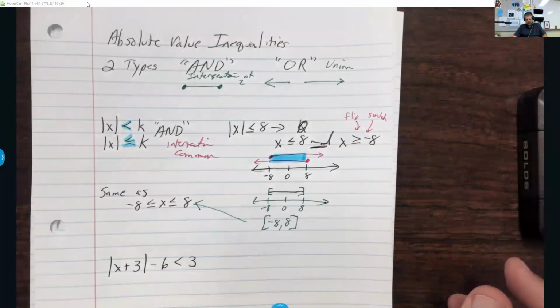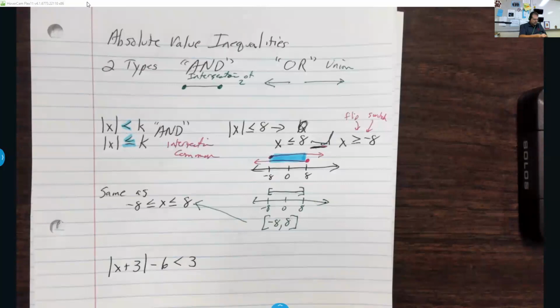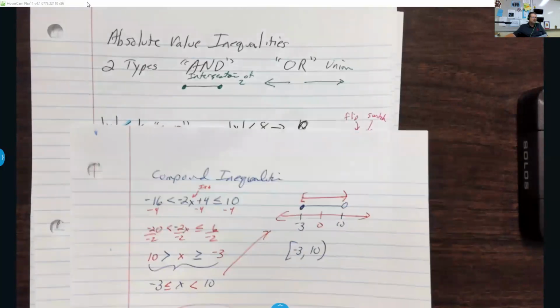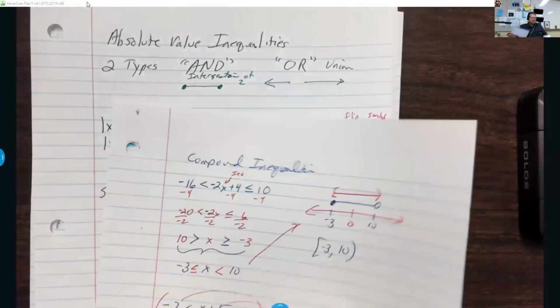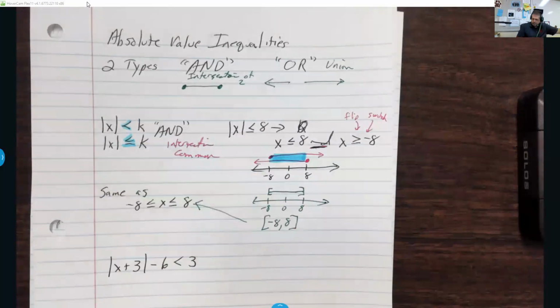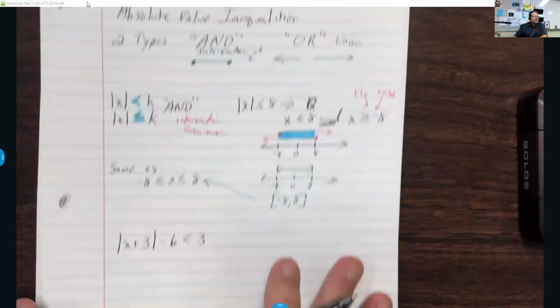Which is that compound three-part inequality that we discussed in the last section. If you remember, in the last set of notes we talked about three-part inequalities. So, let's try this one.